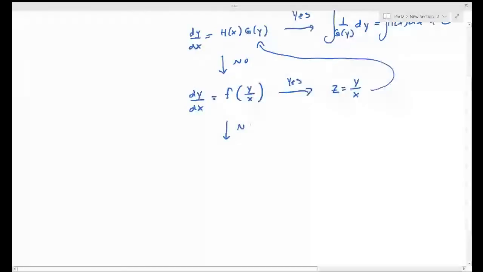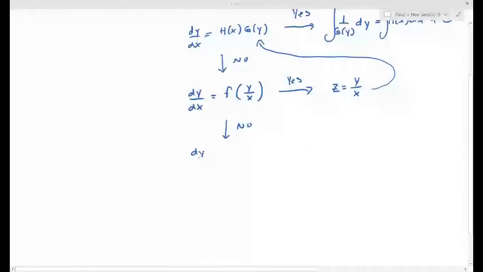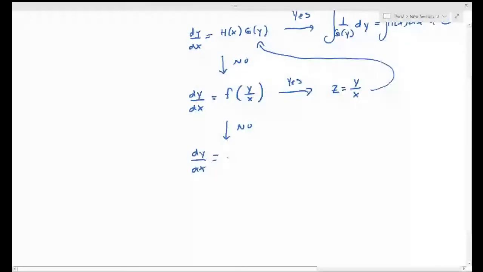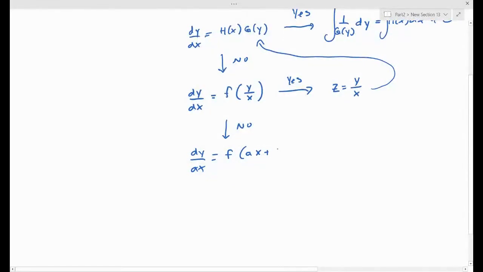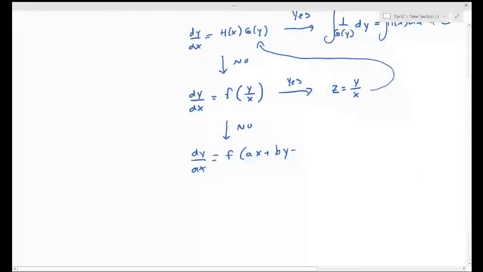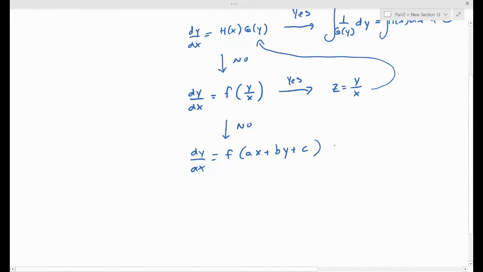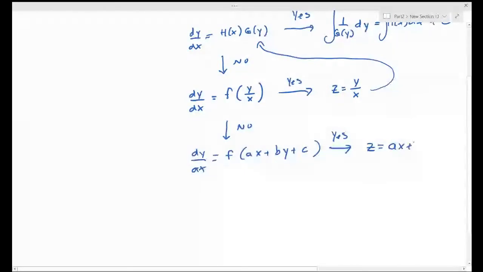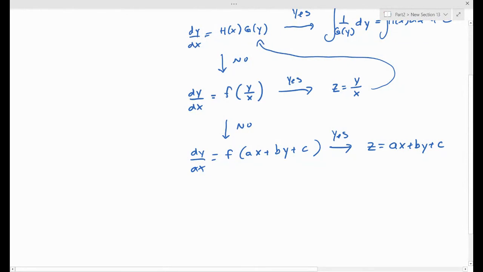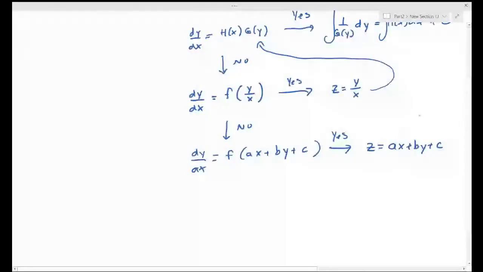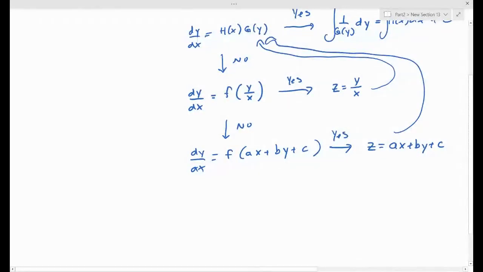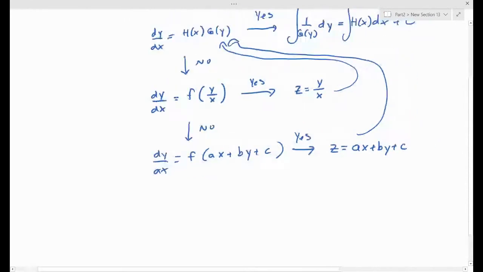And if it's not homogeneous, then maybe you want to see whether the right-hand side is a simple function of a combination of x and y, and some constant there. And again, if the answer is yes, you simply lump this expression into something called z, complete the substitution, and you should get something that's separable. Okay.